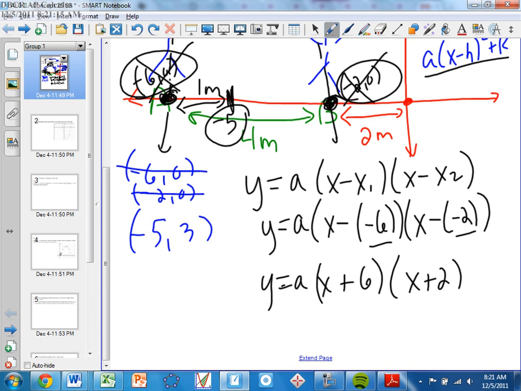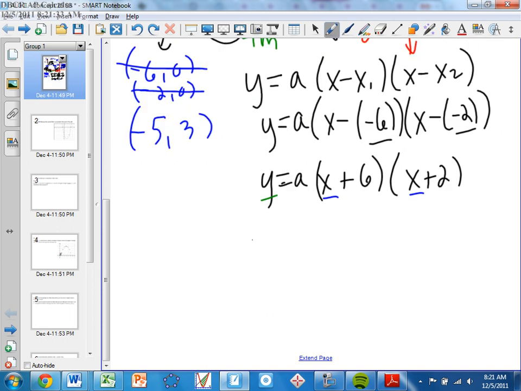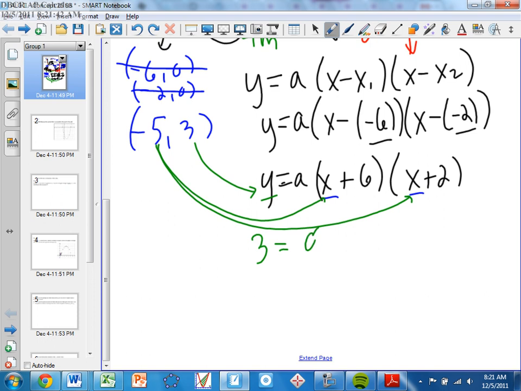Trayvon? Negative 5? And then the 3 would go where? In for the y. If I plug in a negative 5 here and here, because that's the x value, and I plug in a positive 3 there, isn't a the only variable left? So can I solve for a then? So let's do that. So in the next line, plug in a 3 for y, because again, this value goes here. The negative 5 will go here, and the negative 5 will go here, into those two spots. So we have a, negative 5 plus 6, negative 5 plus 2.